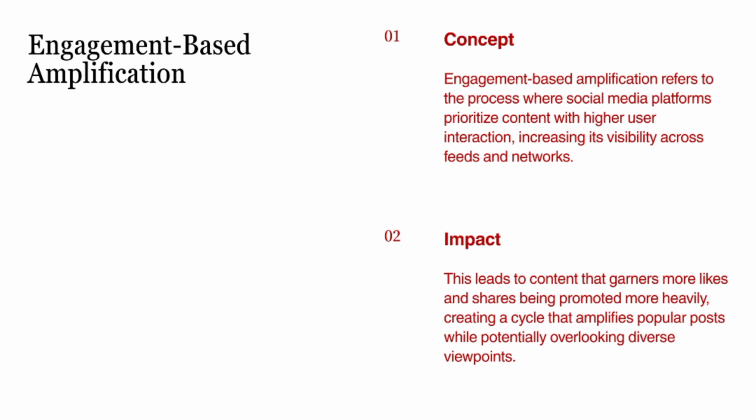Engagement-based amplification. Another important concept is engagement-based amplification. This means content that gets more interaction, such as likes, comments, or shares, is pushed to even more users. The more engagement a post receives, the more visible it becomes. This creates a cycle where popular content becomes even more popular, regardless of its accuracy or quality.